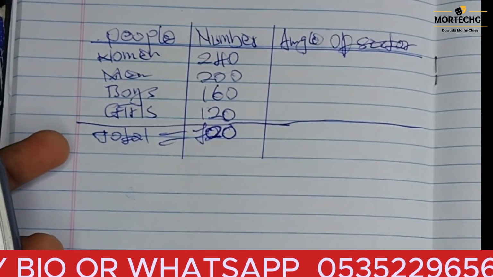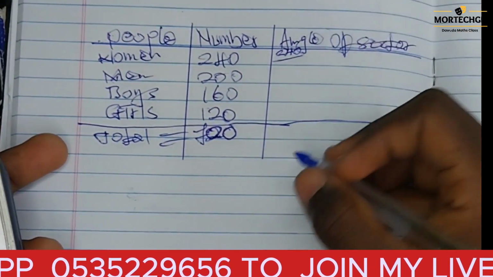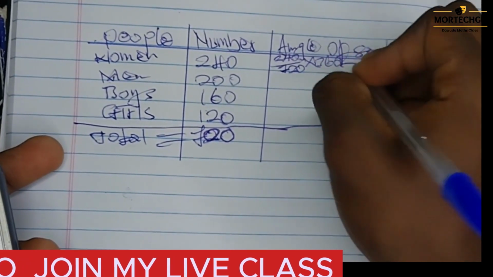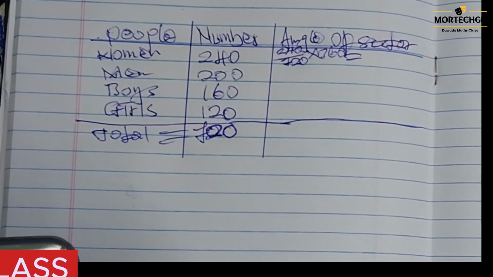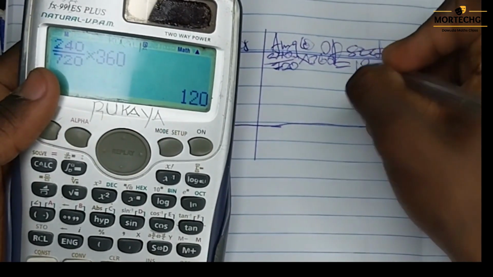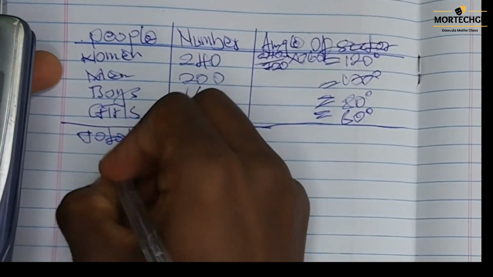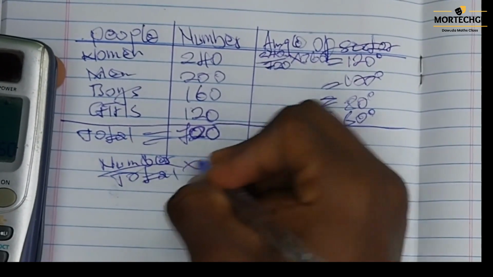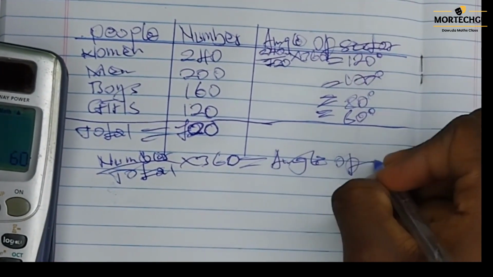So let's find the angle of sector. With the angle of sector, just take each number, let's say for example 240, divide by the total number, which is 720, and multiply it by 360 degrees. 240 divided by 720 times 360 will give you 120 degrees. You do the same for the others. So the formula is: take the number, divide by the total, times 360 to equal the angle of the sector.